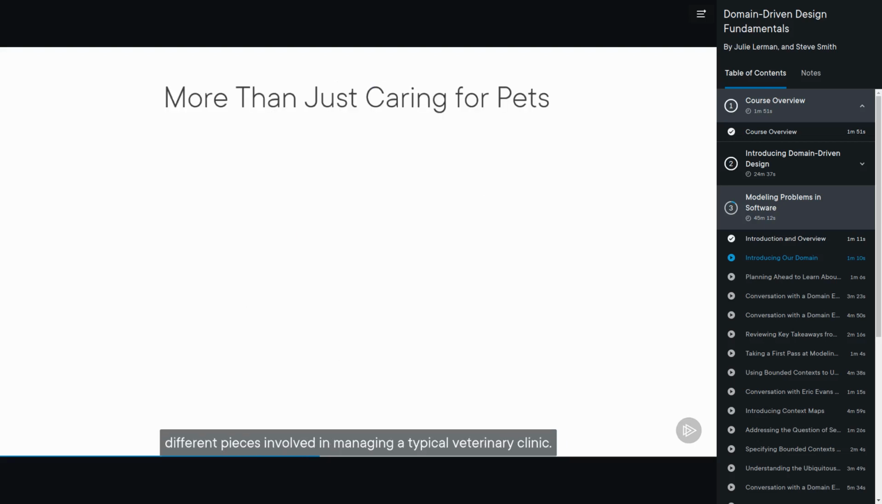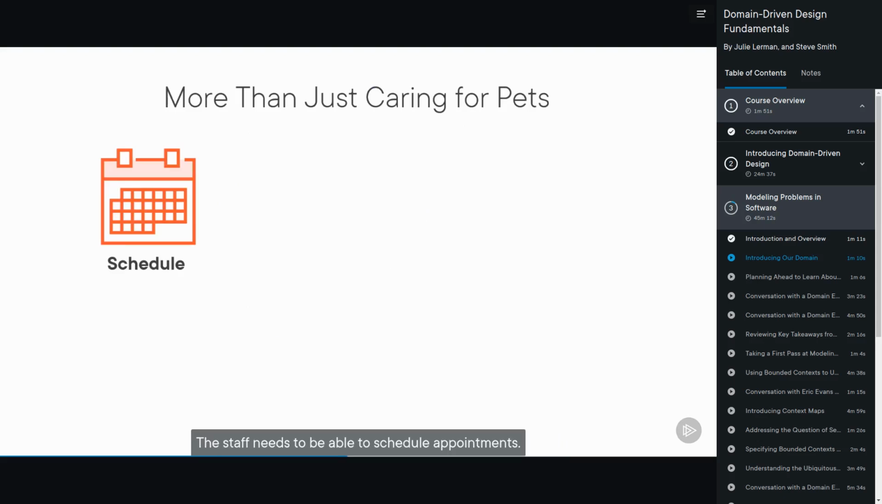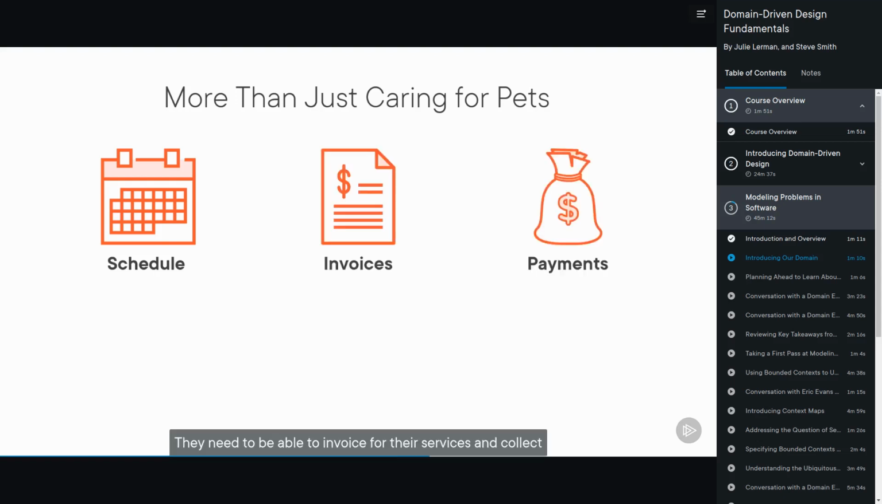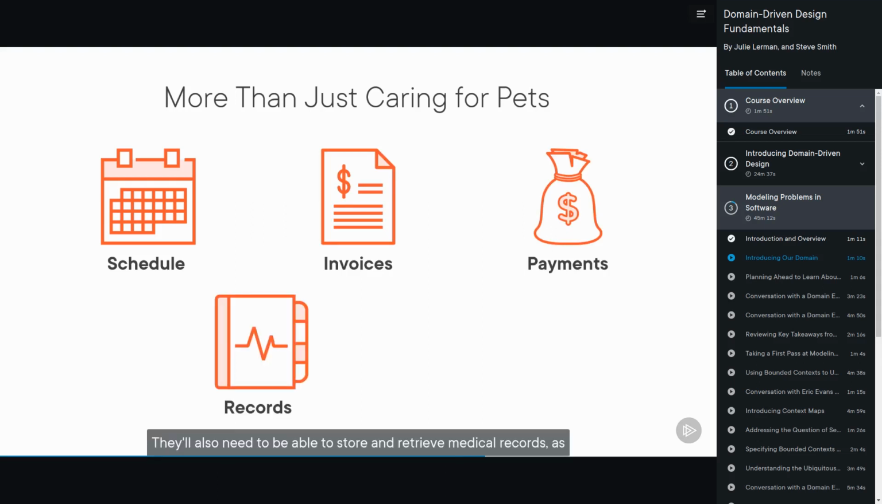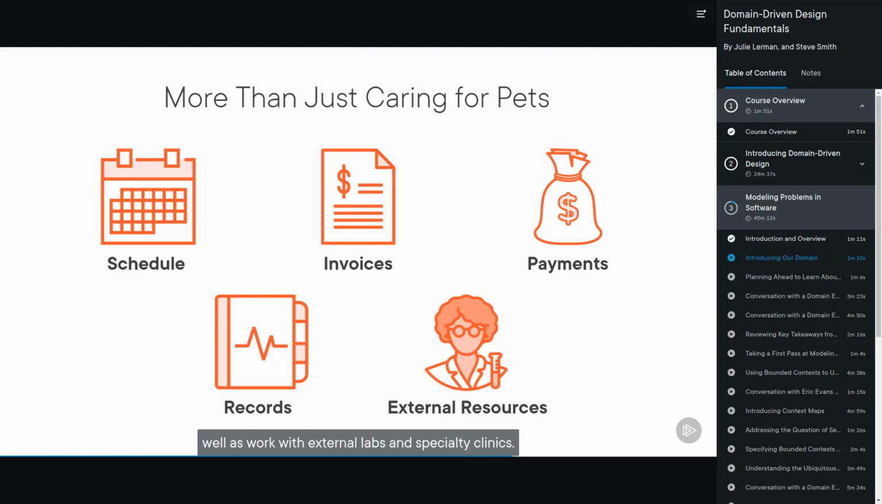There are many different pieces involved in managing a typical veterinary clinic. The staff needs to be able to schedule appointments. They likely need to schedule their own working shifts as well. They need to be able to invoice for their services and collect payments, and in many cases send out bills. They'll also need to be able to store and retrieve medical records, as well as work with external labs and specialty clinics. Most veterinary practices also have products for sale and may need to track inventory as well as sales. And there are often follow-ups and reminders that may need to be sent by mail, phone, or perhaps email. There is certainly sufficient complexity in this domain to merit the use of domain-driven design.